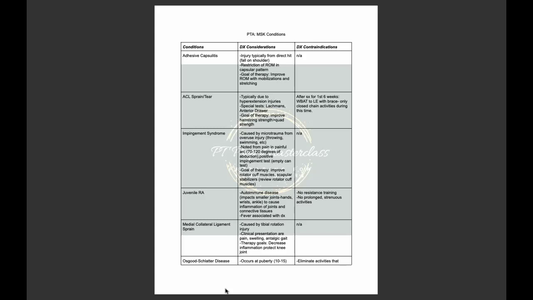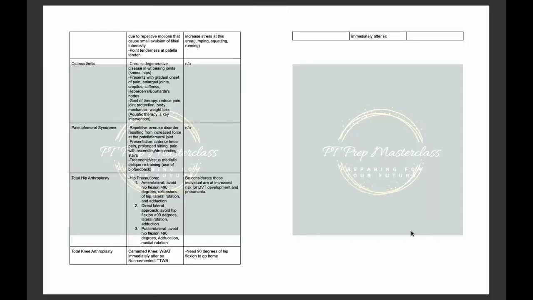We haven't gotten to pediatrics, but one of the pediatric musculoskeletal conditions is Osgood-Schlatter disease. Typically, this is going to occur during the time of puberty, so anywhere from 10 to 15 years of age is when this can occur. And so remembering that it's typically going to be due to repetitive motions. They cause an avulsion at the tibial tuberosity. So again, we're working on biomechanics.